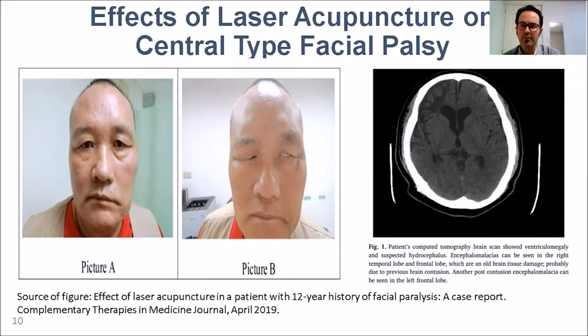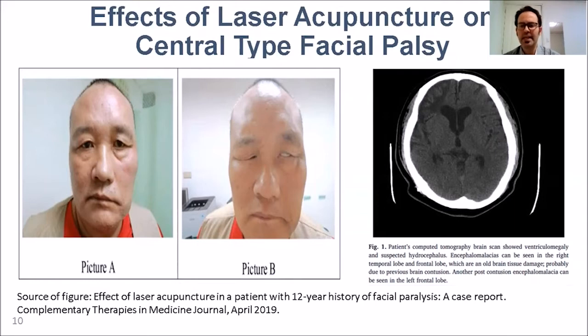However, as part of my work in the acupuncture department at China Medical University in Taiwan, we decided to treat him with the same protocol. As you can see, he had severe left side facial paralysis that lasted for 12 years. He couldn't close his left eye, even with maximum effort, as you can see from picture B.